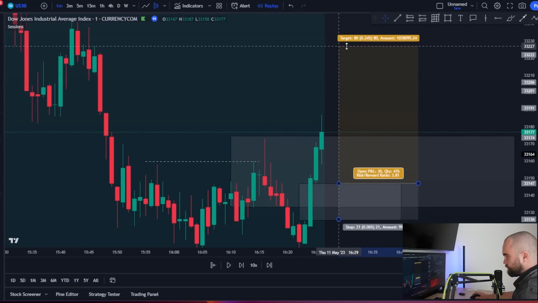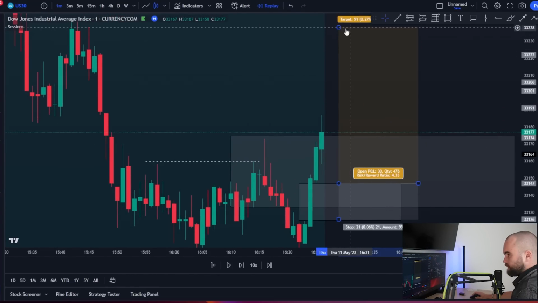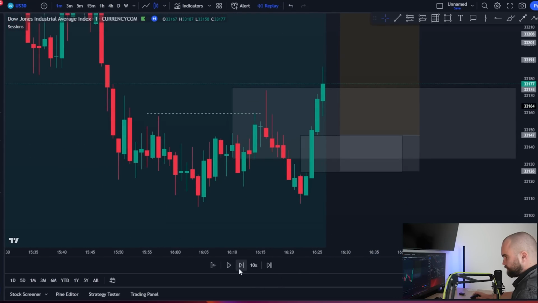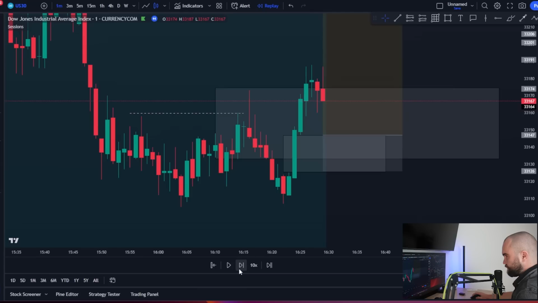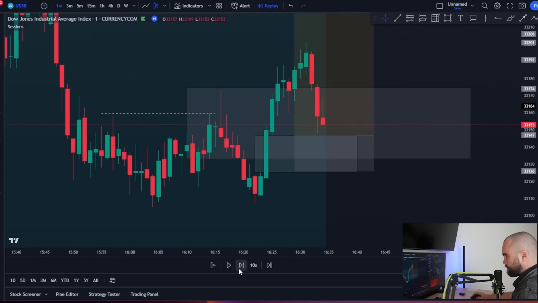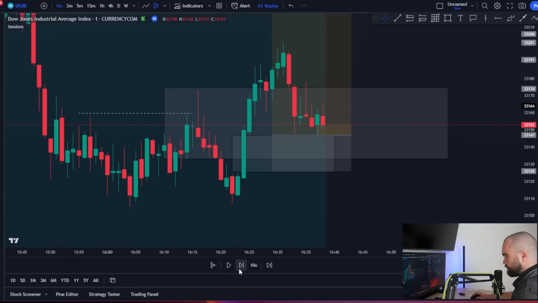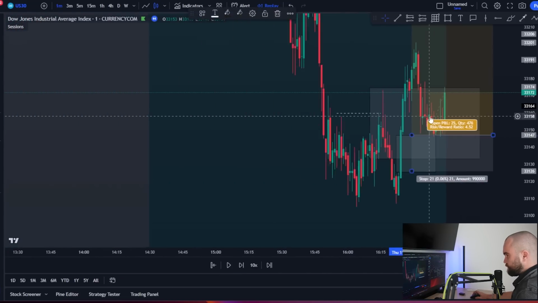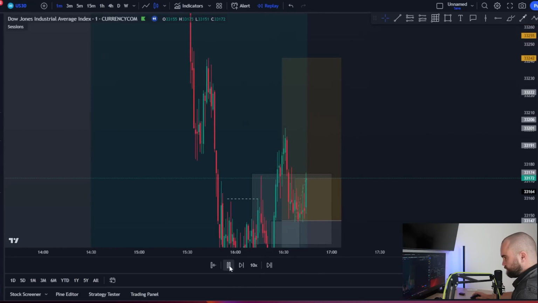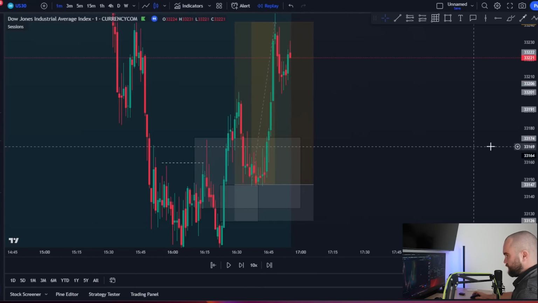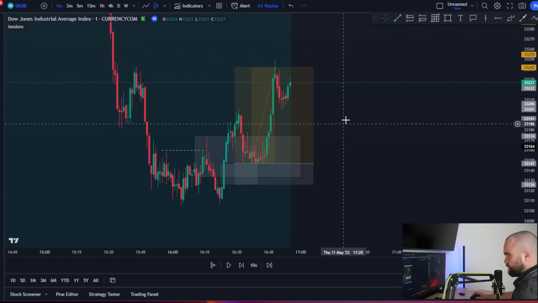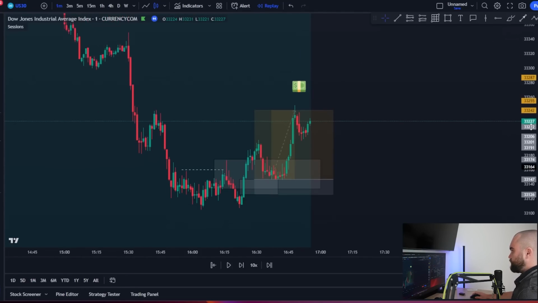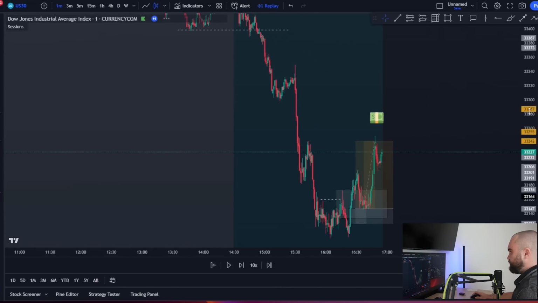Okay. And we will target these highs here. Okay, so we're in this trade. And there you go, guys. So we've got a 4.5 risk reward trade here.